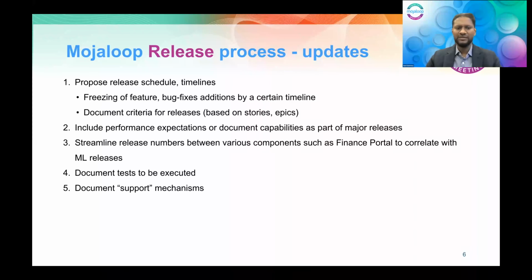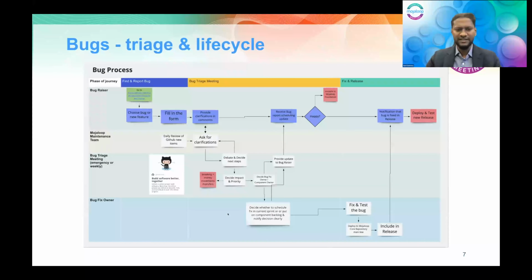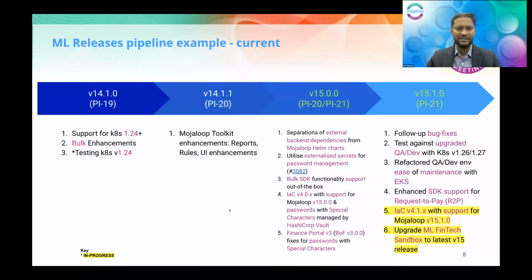And then we also want to document the tests and several support mechanisms. Sometimes there may be migration documentation or guidance, things like that. We also have a bug triage lifecycle. If a bug is logged, triage is done, and then based on the priority and severity it is included in a sprint or recommended for a work stream, then it's fixed and tested as well.